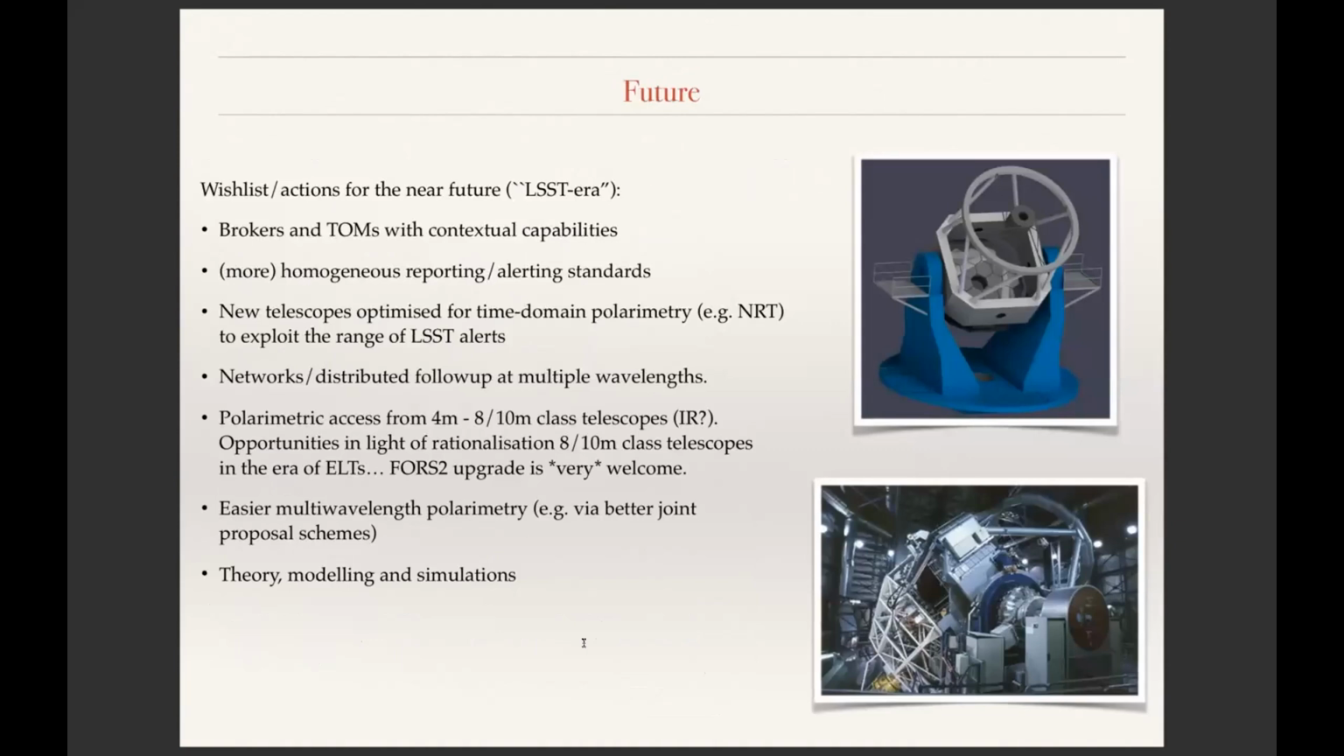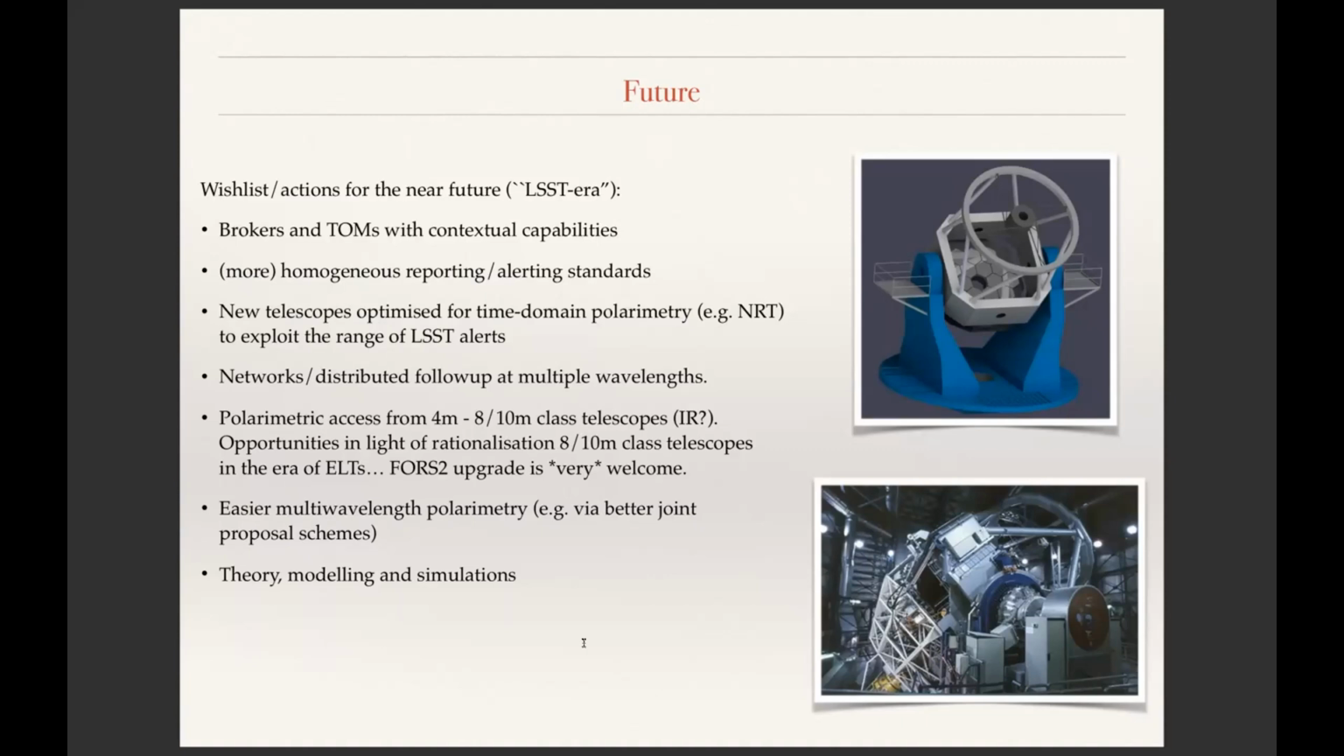Now to move to the future, so some wish list for the near future, or the LSST era, if you like, where we're getting very, very many transients. It would be very nice if brokers and TOMs expand their capabilities more and homogenize, which is a bit of an issue. There's a lot of different standards. It would also be good to have a more homogeneous system of reporting and alerting, and a more standardized system, such as the VOEvents used to be in the olden days.